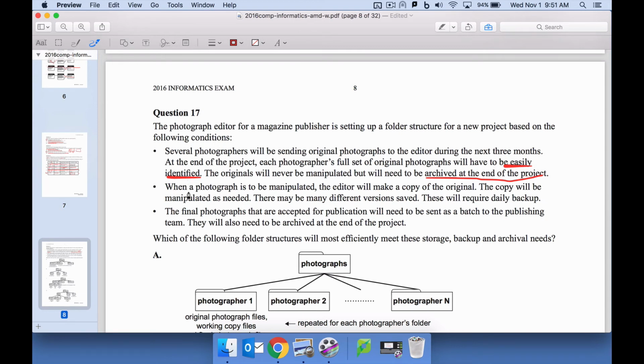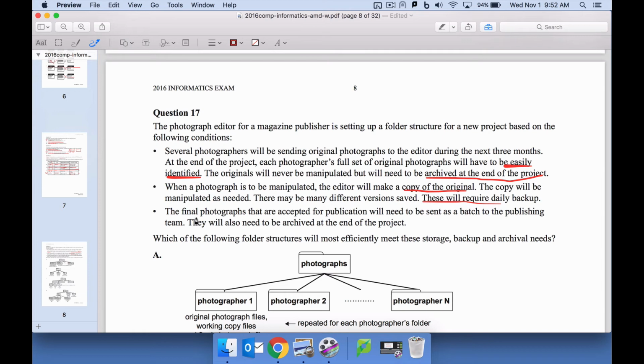Next major point is when a photograph is manipulated, the editor will make a copy of the original. The copy will be manipulated as needed. There may be many different versions saved. This will require daily backup. Okay, different versions of a copy of the original.